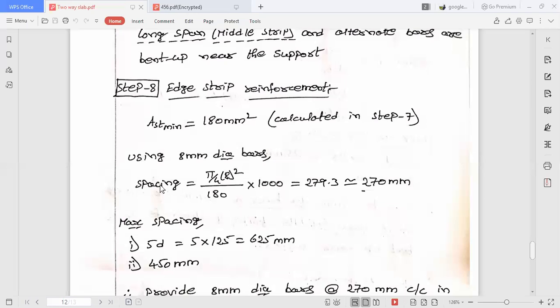So spacing will be pi/4 into 8 squared by 180 into 1000. So we got 279. I'm rounding down to 270. Sir, round ante 280 kadan sir anakandi, already I have explained. Always spacing will be rounded to the lower one.